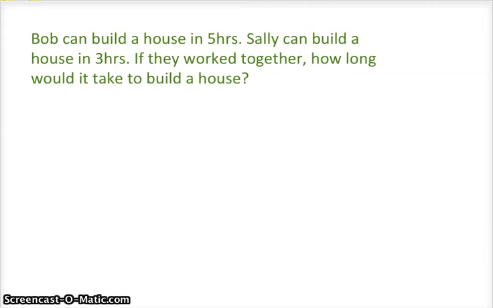So it says, Bob can build a house in 5 hours. Sally can build a house in 3 hours. If they work together, how long would it take to build a house? So there are a few different ways to approach this problem, but I'm going to choose one of them. And so first I'm going to think about the rate at which Bob can build a house, so Bob's rate. So the rate is measured in how many houses he can build in amount of time.